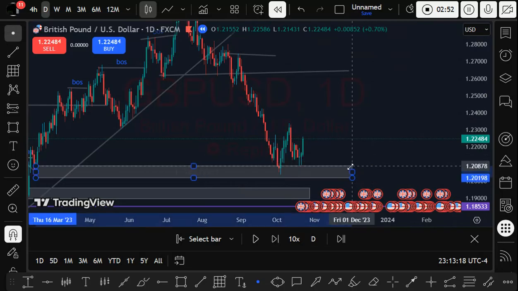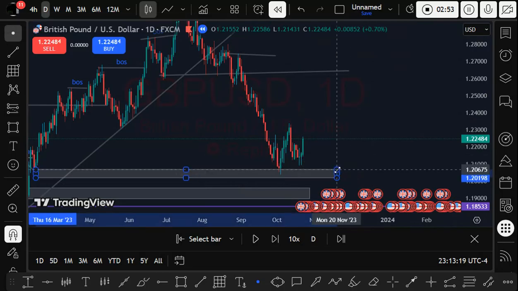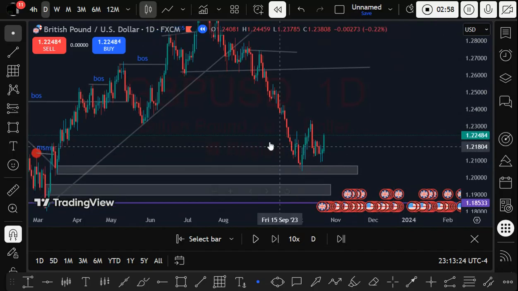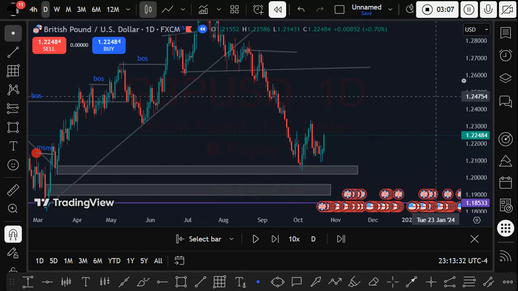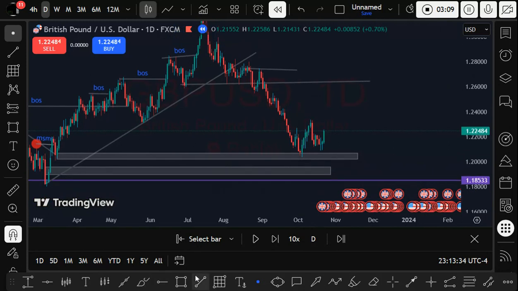Now what I want you to understand is that whenever the market is tapping into an area of supply or into an area of demand, please take note of how the market is rejecting on that area and look at the day. Is it on Monday? Is it on Tuesday? Is it on Saturday? You're not just going to be trading anyhow or blindly, because you're going to be losing a lot of money.